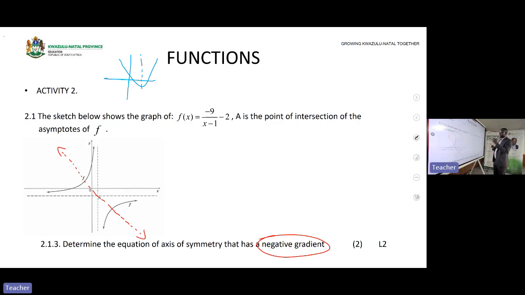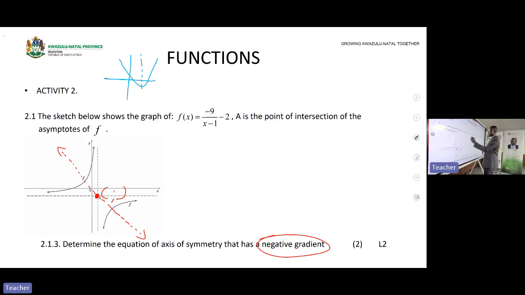And then, what is important is that the line of symmetry or axis of symmetry in a hyperbolic function passes through the point of intersection of your asymptotes. Where your asymptotes meet, it's where your line of symmetry passes. So in other words, we already know the point where our line will pass, because we may be able to calculate the coordinates of A, because the coordinates of A are our equations of asymptote.